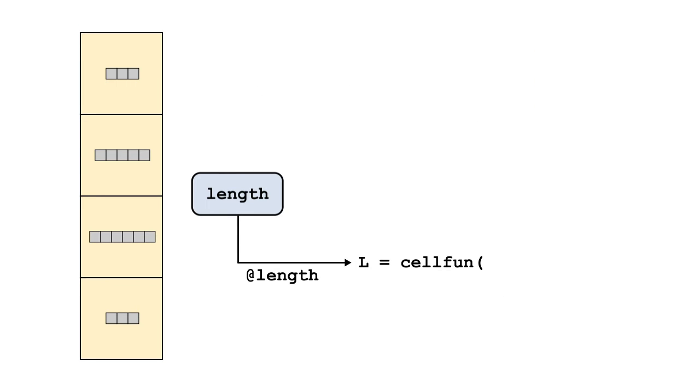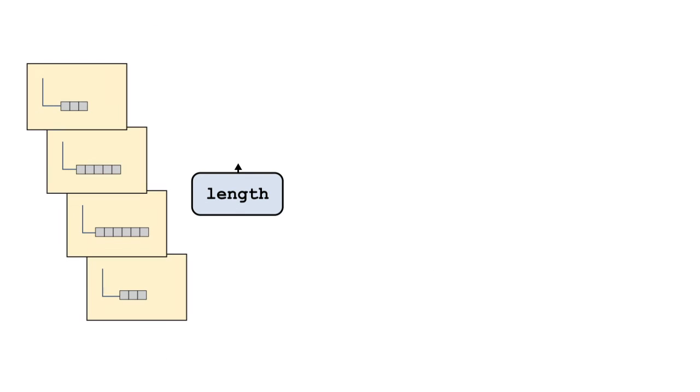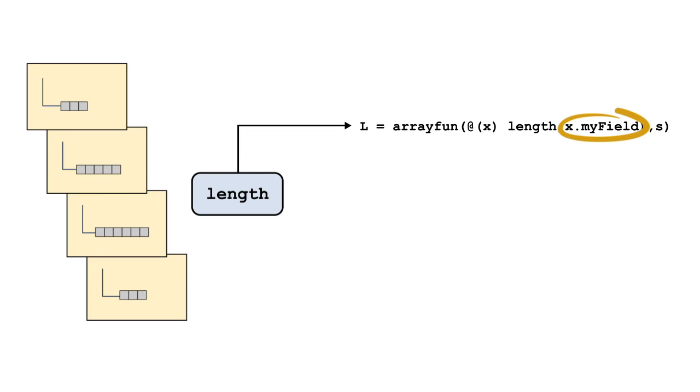So to get the length of each vector in a cell array, use cellFun, the length function as the operation, and the cell array. Structure arrays are indexed using parentheses, so use arrayFun to operate on each element. And to apply a function to the contents of a field, specify the field in the input function.